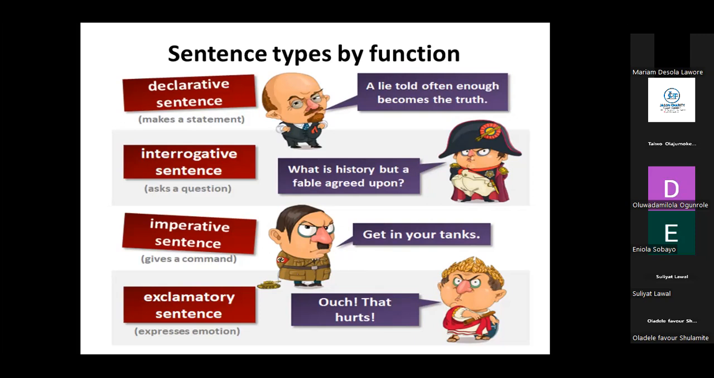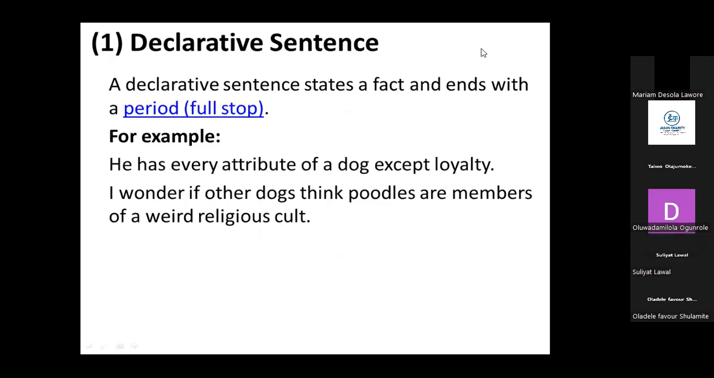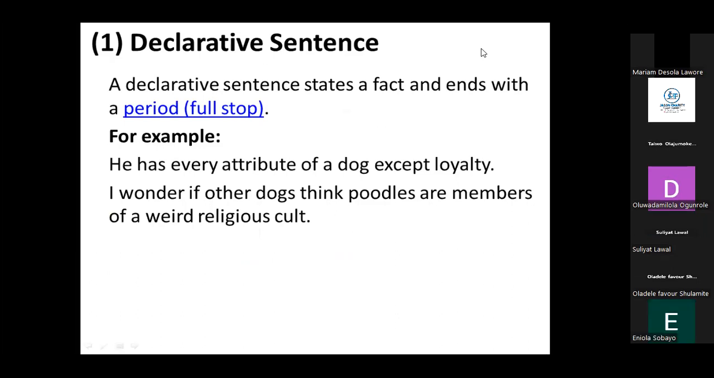So for each of these that we have, let us look at how they are formed, or the definition for each of them. Now, how do you know a declarative sentence? A declarative sentence states a fact and ends with a period, or what you call the full stop. It expresses a fact. For example, it has every attribute of a dog except loyalty. Now, that is a fact stated. It begins with a capital letter and it ends with a full stop.